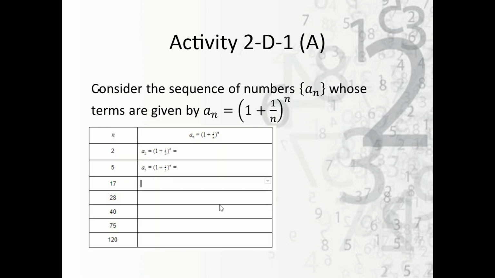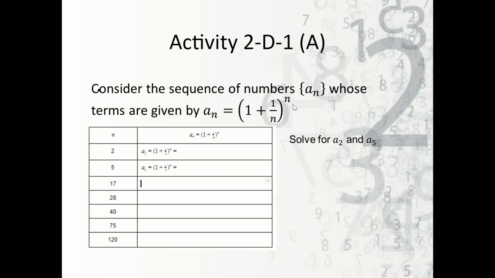Now, how do we do activity 2D1 part A? The first part says, consider the sequence of numbers a sub n, whose terms are given by a sub n equals 1 plus 1 over n to the n power. In this case, we're told what numbers to start with. So we have n being 2. We plug 2 in for both places, and we can see then that 1 plus 1 half is 3 halves to the second power.